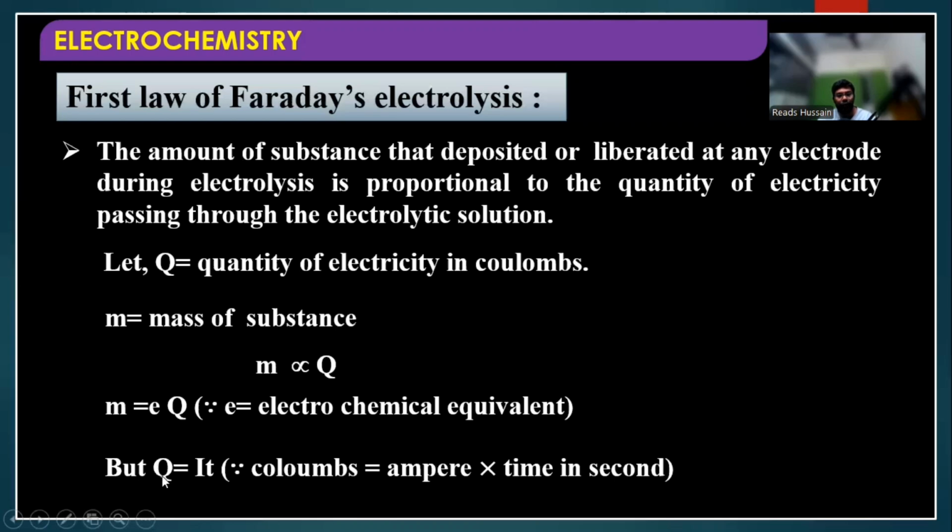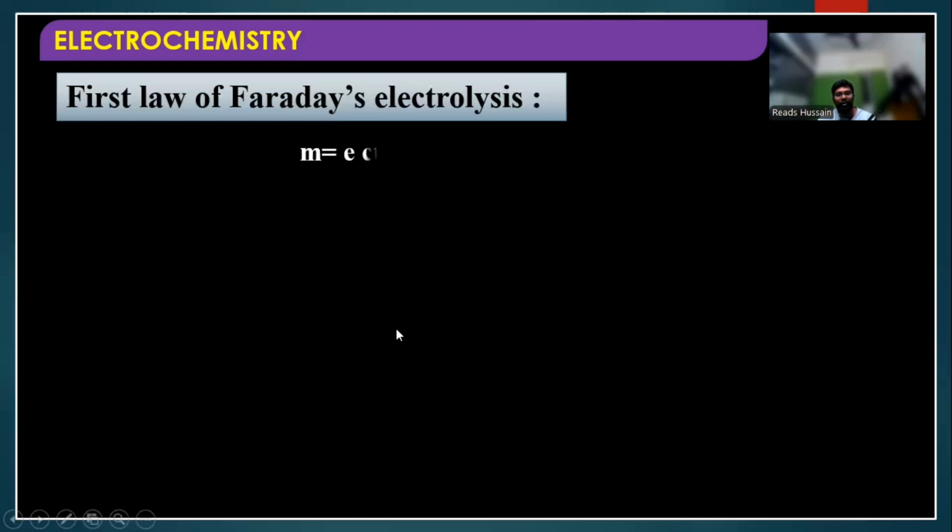So instead of Q, we can also write IT. Q can be replaced by IT. What is I? I is current in amperes. T is time in seconds. So in the previous formula, this M is equal to EQ, no? Come on, note down. M is equal to EQ, no? In the place of Q, what we can write? IT. What is the difference? If quantity of electricity is given in coulombs, then we have to write this formula. If current is given in terms of amperes and time also given, then we have to use the next formula that we are going to see here.